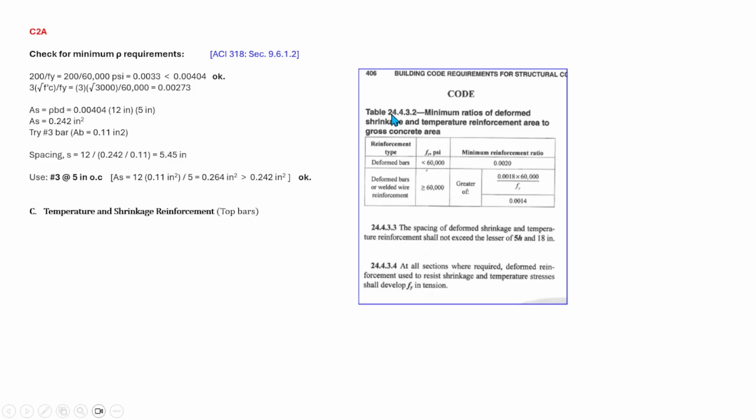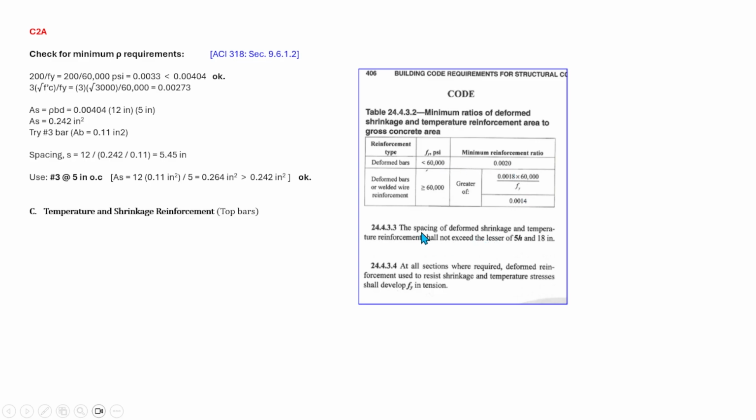So based on this table from the ACI, I extracted this one, and that is table 24.4.3.2. We have the minimum steel ratio here for shrinkage and temperature reinforcement. So we are using the deformed bars, which is 60,000 psi over Fy. So our steel ratio is 0.0018. So if you are using the steel ratio less than 60,000 psi, you need to use this one.